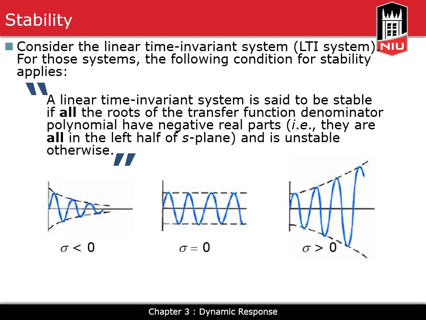These are some examples of how the response will look. If the real part of all the poles are negative, that means poles are in the left half plane, we'll have a stable response. So it converges to a fixed value. If there is a pole with a real value of 0, then the response will be oscillating and not converging to a fixed value. If the real part of the pole is positive, that means if there is a pole in the right half plane, the response will be diverging. It increases, so the system will be unstable.